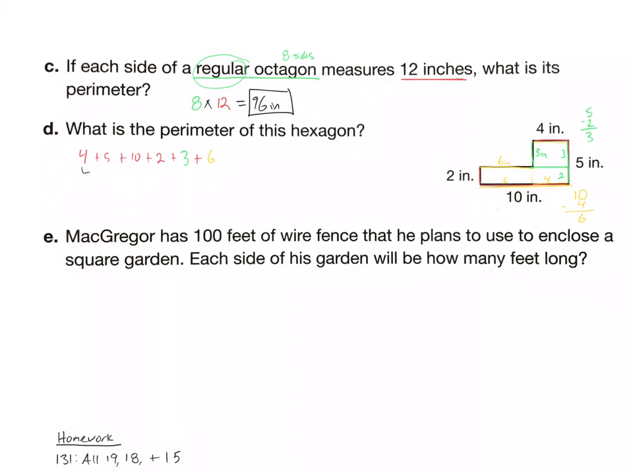So adding those together, this is 9, plus 10, plus this is 5, plus 6. These two are 11. These two are 19. So it's going to give me 30 inches.